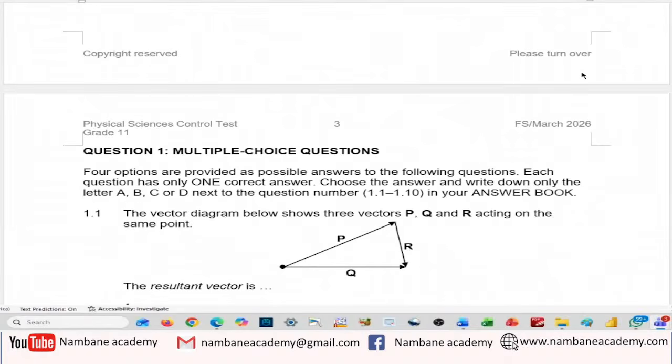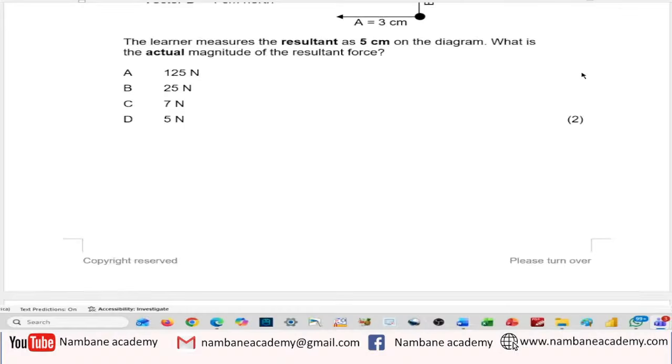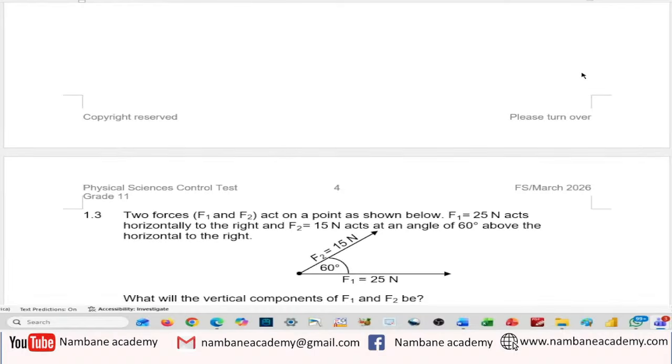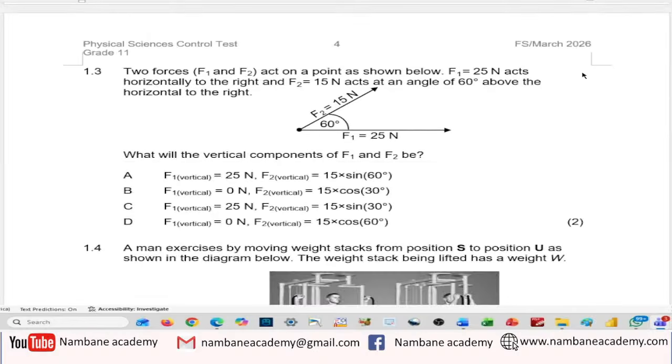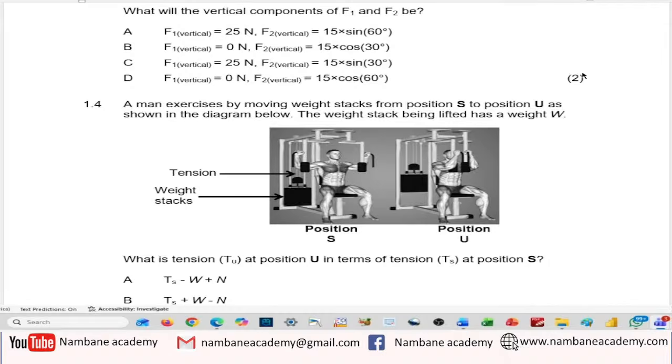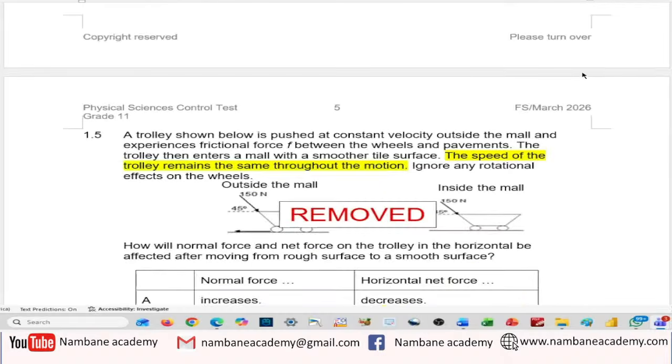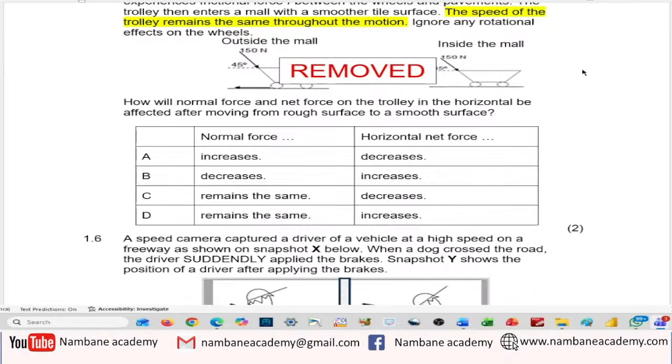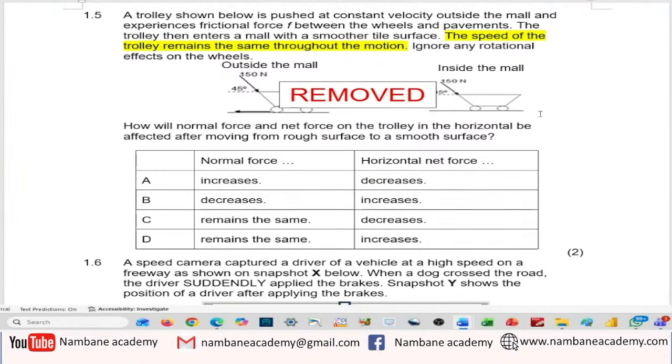For multiple choice questions, colleagues, like I said, the only complaint, in fact, it's not even a complaint, it is something that we realized as we were preparing for this discussion. When it comes to question 1.5, we decided that we will remove the question and distribute the 2 marks as we move with our paper.